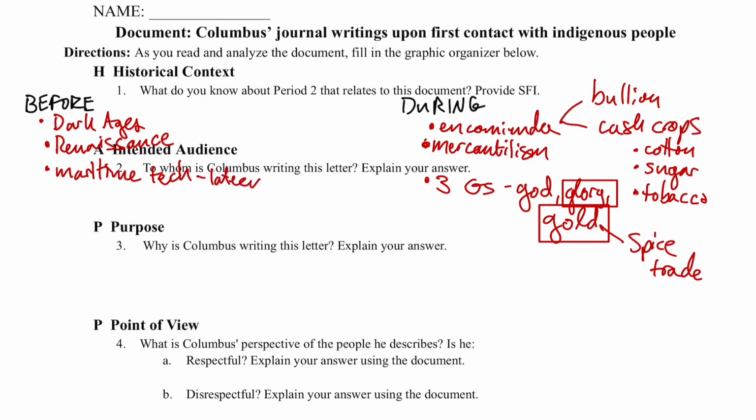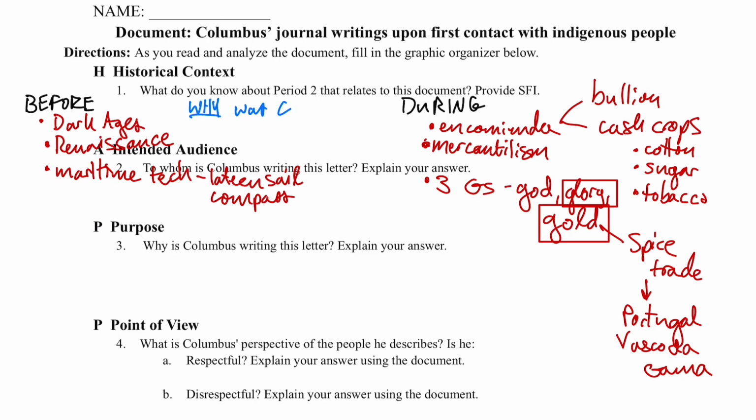age of exploration. Now, whereas Portugal found a route to Asia and the spice trade by going around Africa, Spain had to find a different route. That leads us to, why is Christopher Columbus coming into contact with the indigenous peoples in the first place? So if you could write that into 1 or 2 sentences of background information, all of this is very specific factual information. Like, look at all of the vocabulary terms: encomienda, mercantilism, the bullion and cash crops, the 3 G's, the Dark Ages, the Renaissance.